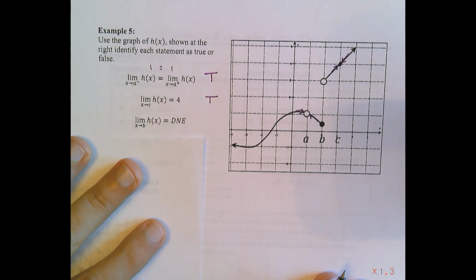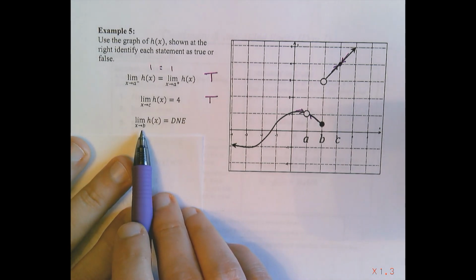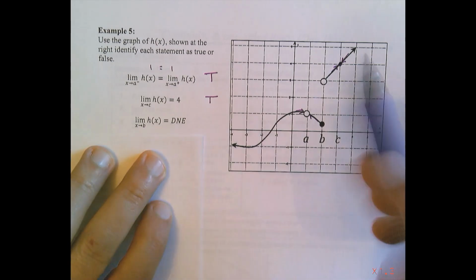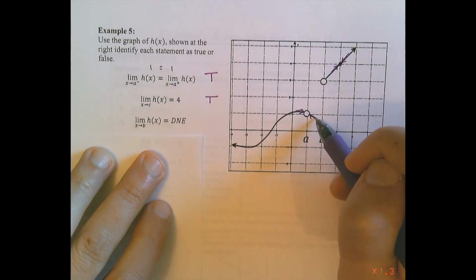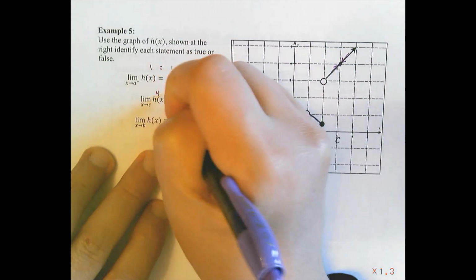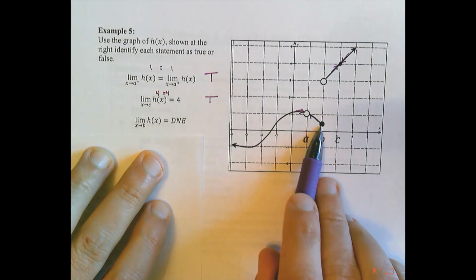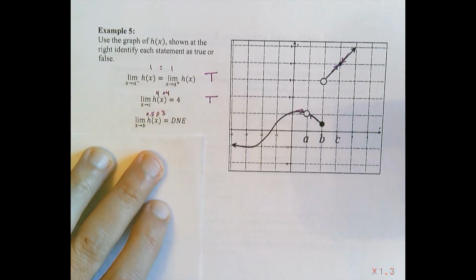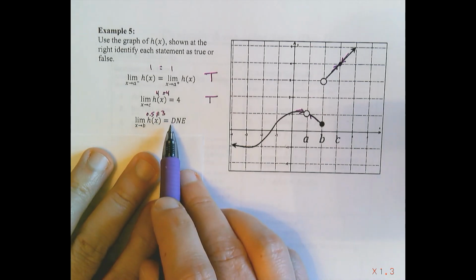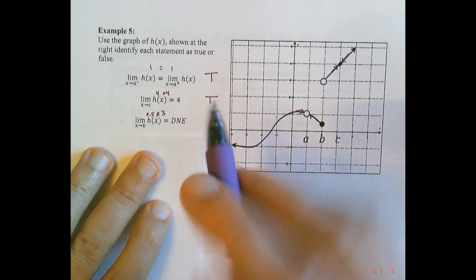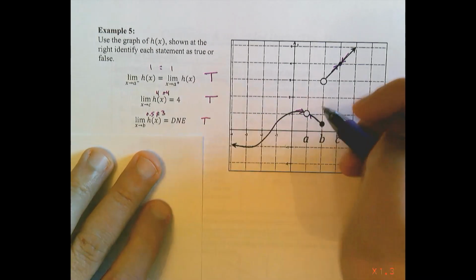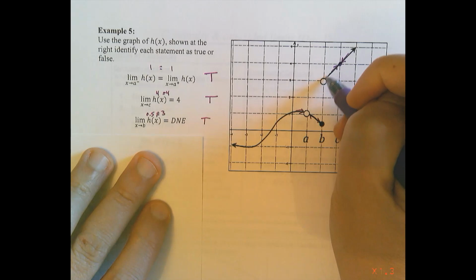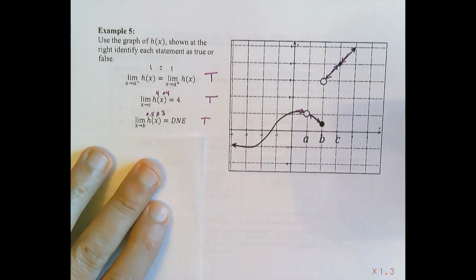All right, moving on to the next one. The general limit at B does not exist. Well, if I look at B, I see that the left side is about 0.5, and the right side is 3. The two sides disagree with one another, and because the two sides disagree with one another, the two-sided limit does not exist. Again, we have a true statement. The left limit at B does not equal the right limit at B, therefore the two-sided limit does not exist.